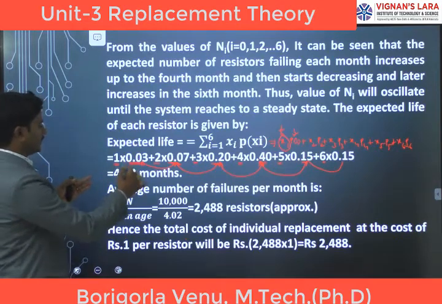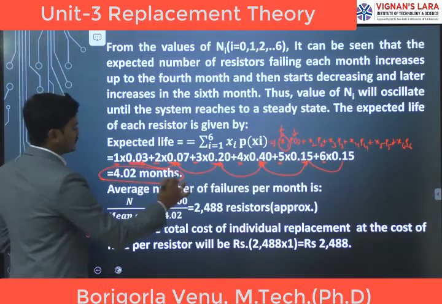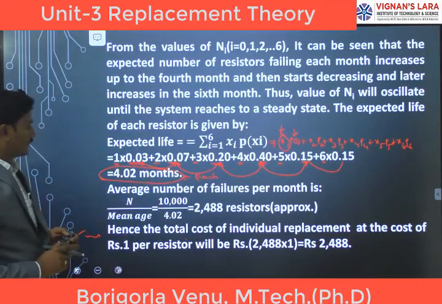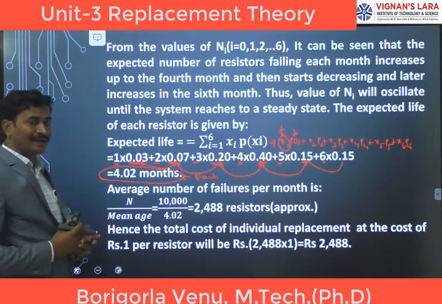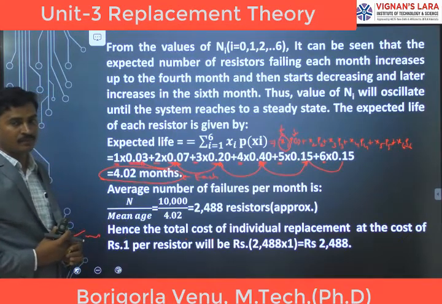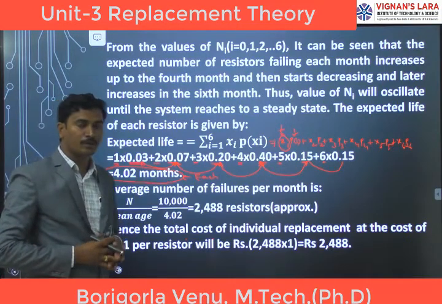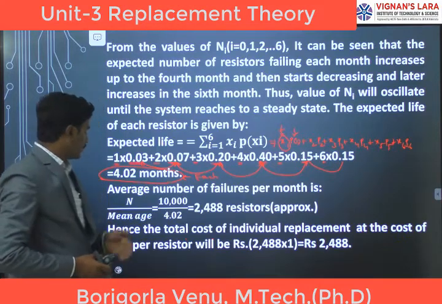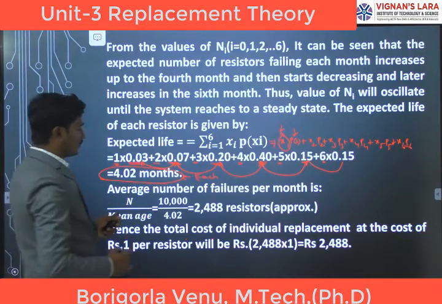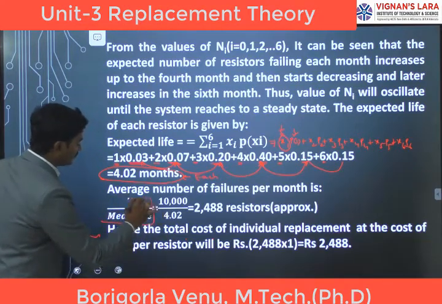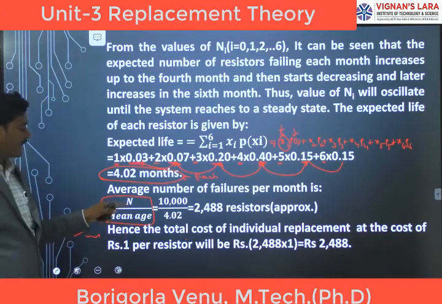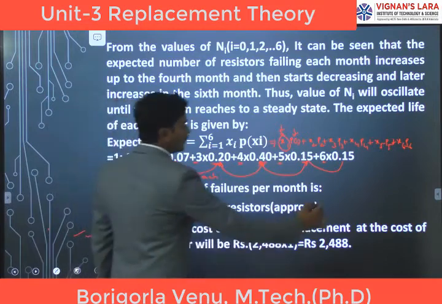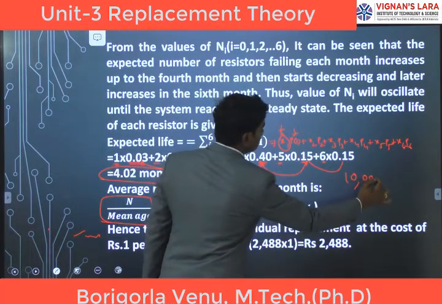Here, the expected life of each resistor is 4.02 months. After that, we are going to calculate the average number of failures per month. Every month we have the difference between the probability of failure, so now we are going to calculate the average of that failure. By taking the formula, average failure is equal to N by mean age. N means the number of resistors at the initial stage. How many resistors do we have? 10,000 resistors at the initial stage.